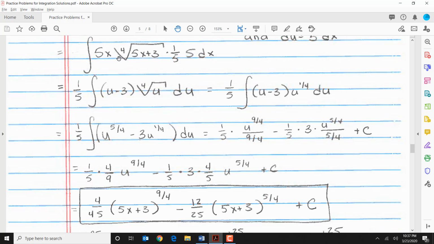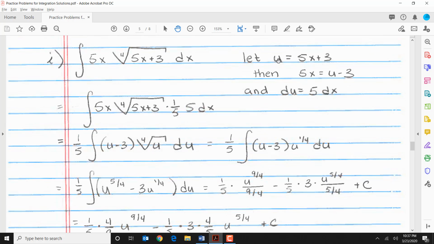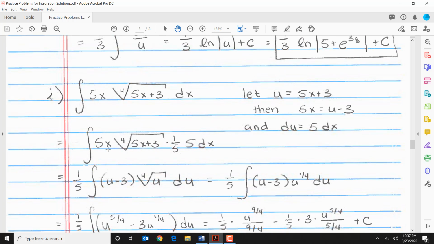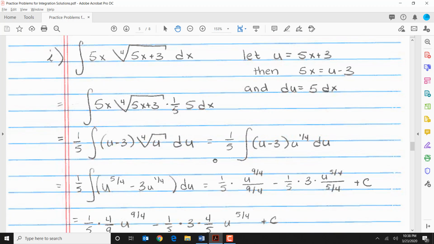So the trick was to notice that when you take this u being 5x plus 3, notice I've got this extra 5x right here. Well, 5x was equal to u minus 3. Rewriting this as a fraction exponent and distributing it.